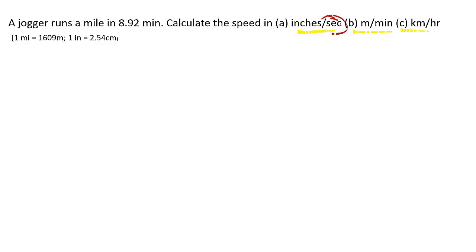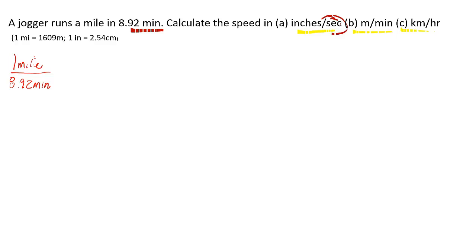So we can put our 8.92 minutes in the denominator as well to get the units to cancel out. The first thing we'll do is recognize that a jogger runs a mile in 8.92 minutes. So 1 mile is 8.92 minutes is our conversion. For every 1 mile there's an 8.92 minute mile. So that's the correct conversion factor.